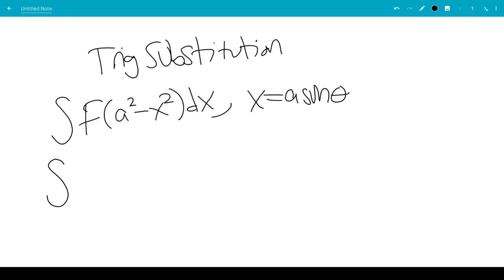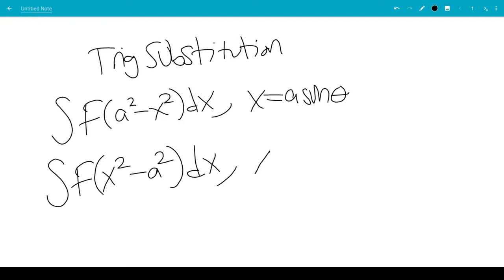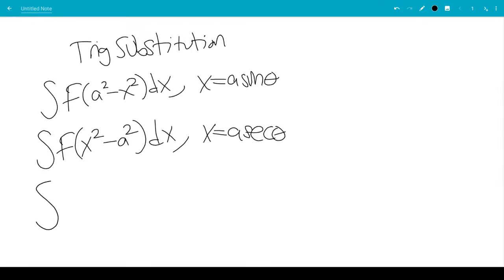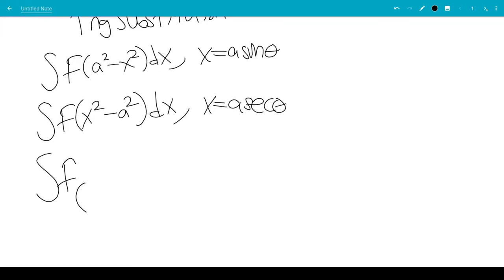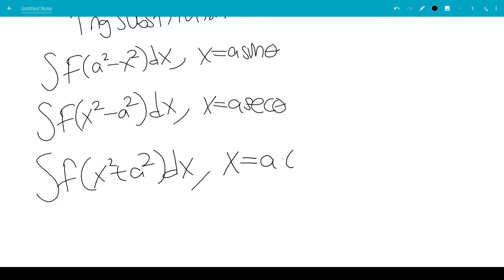So if we have the integral of f of the opposite, so x squared minus a squared, you would substitute x equals a secant theta. And the integral of f of x squared plus a squared, you would substitute x equals a tangent theta.